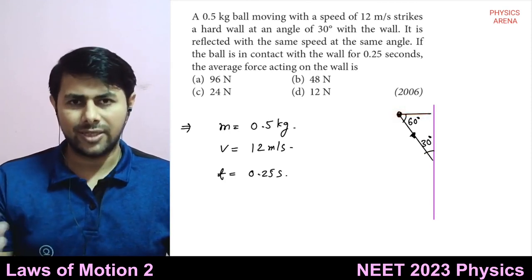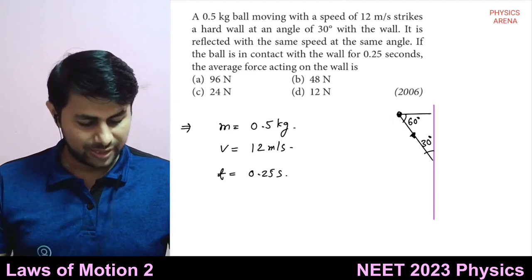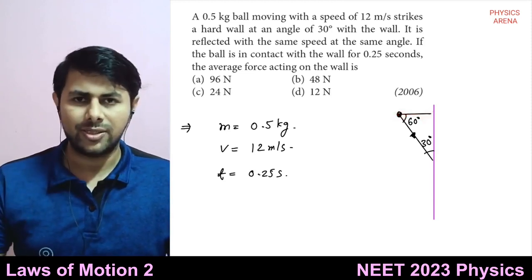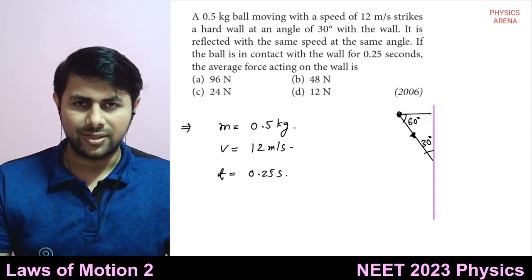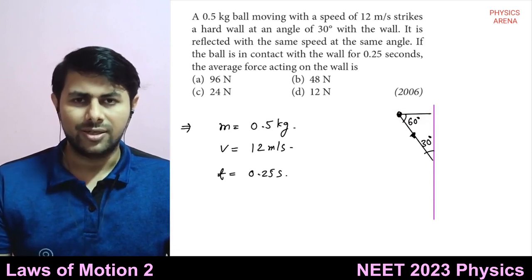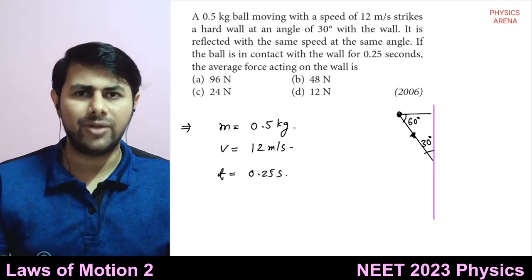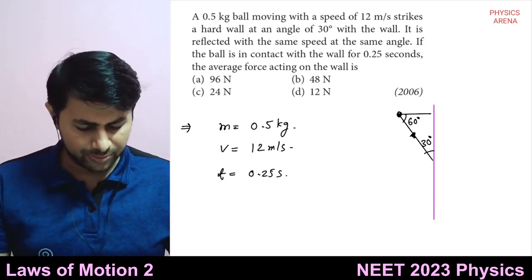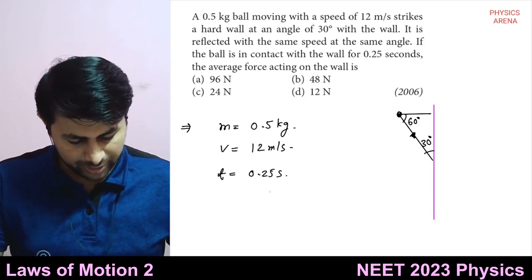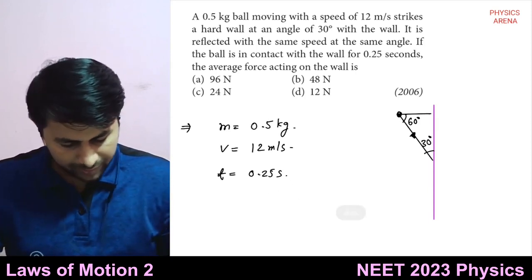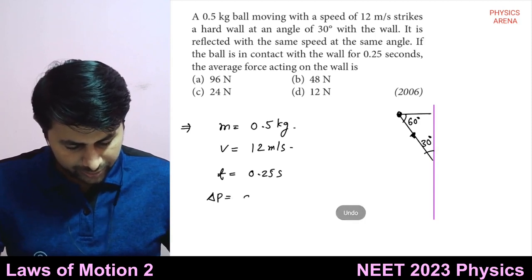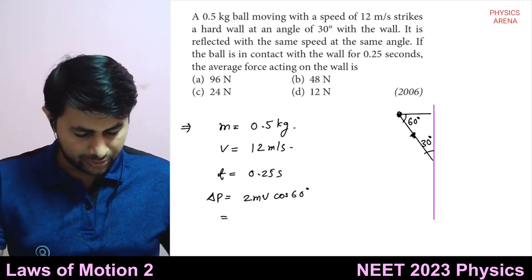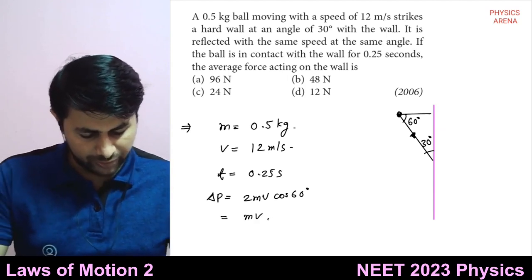So there is change in only the horizontal component and no change in the vertical component. The horizontal component is mv cos of 60. So change in momentum is 2 times mv cos 60, and cos 60 is half. That means delta p is equal to 2 times mv cos 60, so it's equal to mv only.